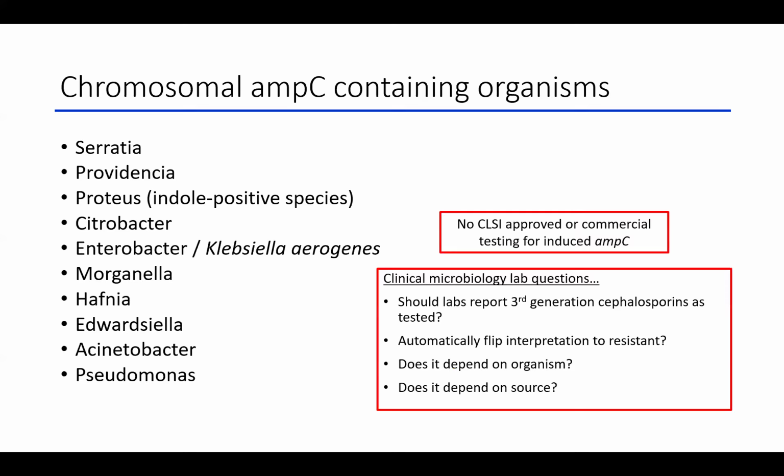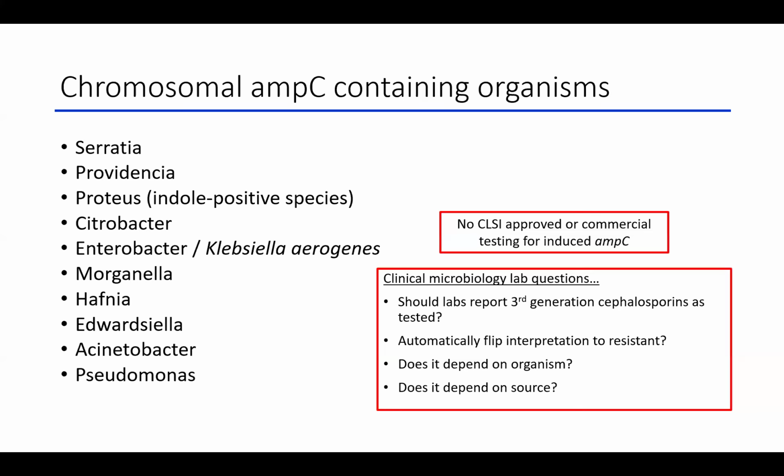So the questions that we think a lot about in the clinical micro lab and talk about with our stewardship group are: what are we going to do with these chromosomally encoded AMP-C? Should we test as reported? That means if I test cefepime on a Morganella and it's susceptible, do we just put that out there? Or are we going to automatically flip first, second, third generation cephalosporins and penicillins to resistance to prevent possible induction of the AMP-C if it is low expressed? So clinicians don't need to know this information and worry about it.